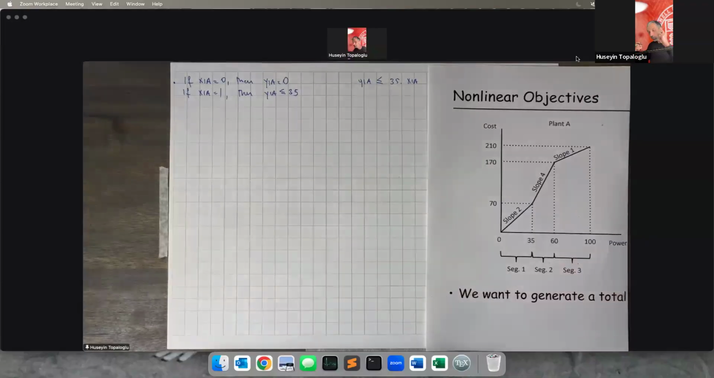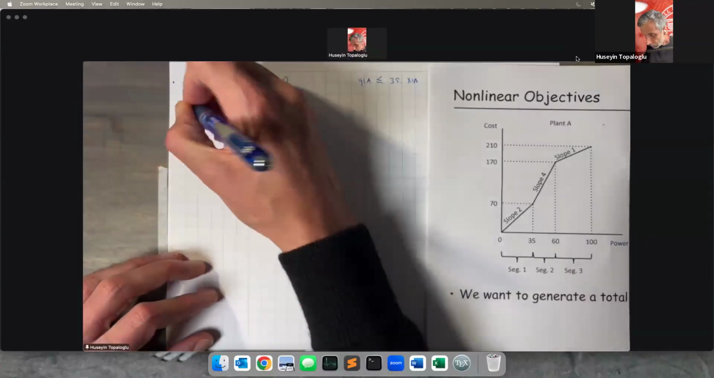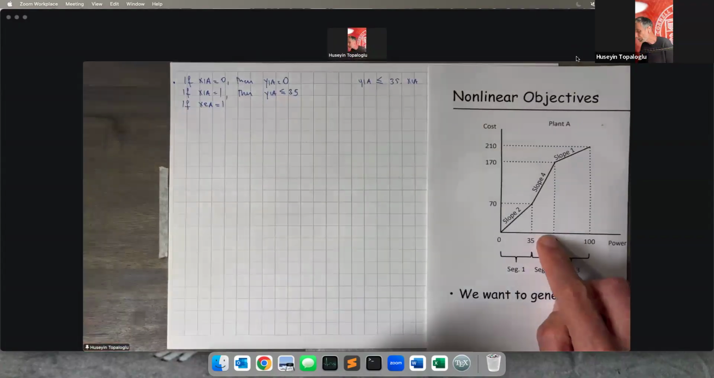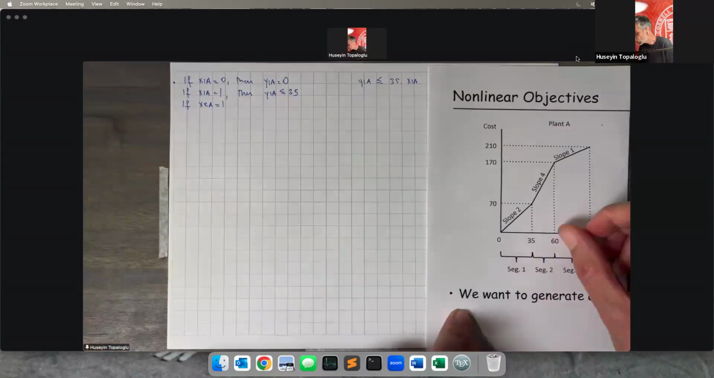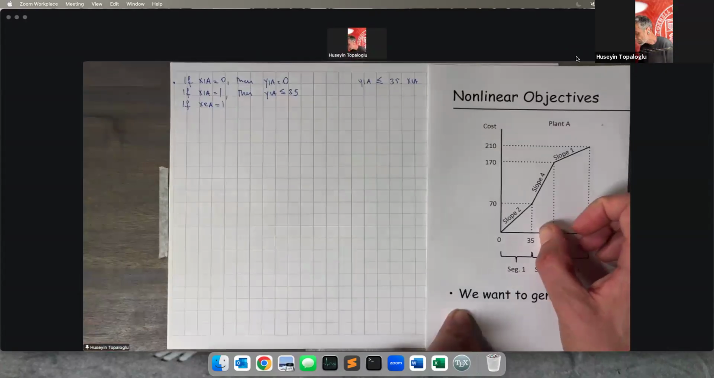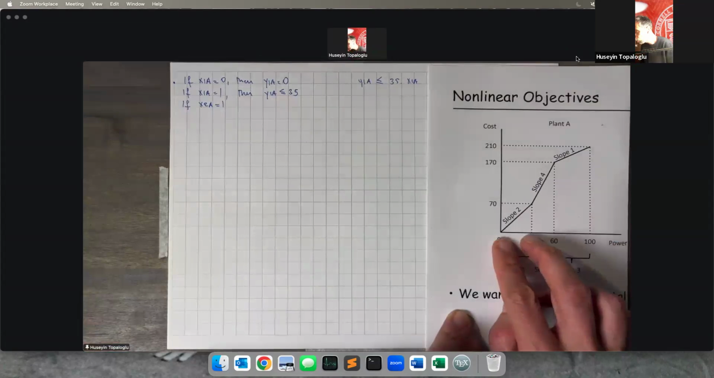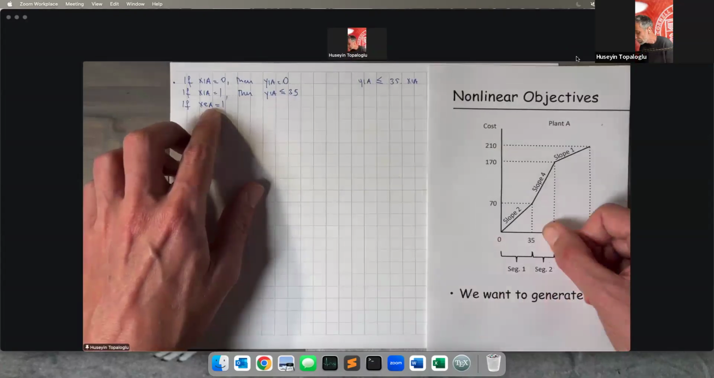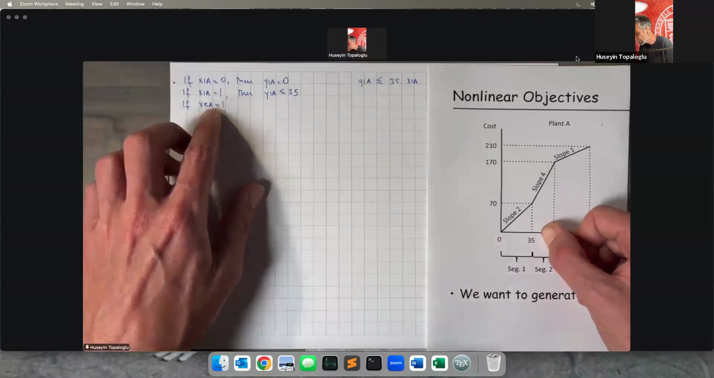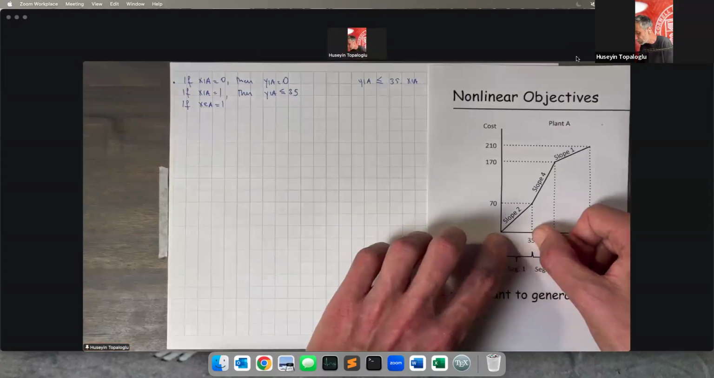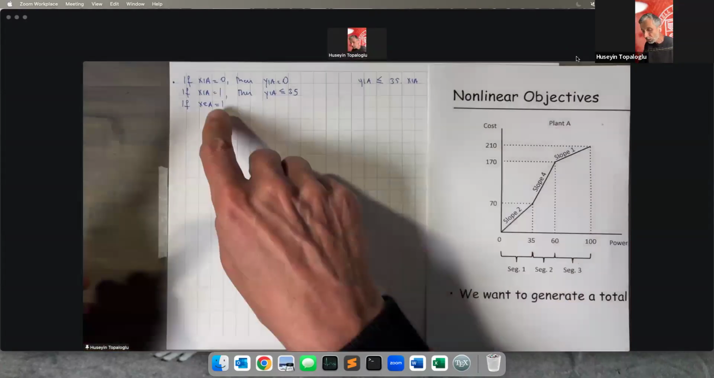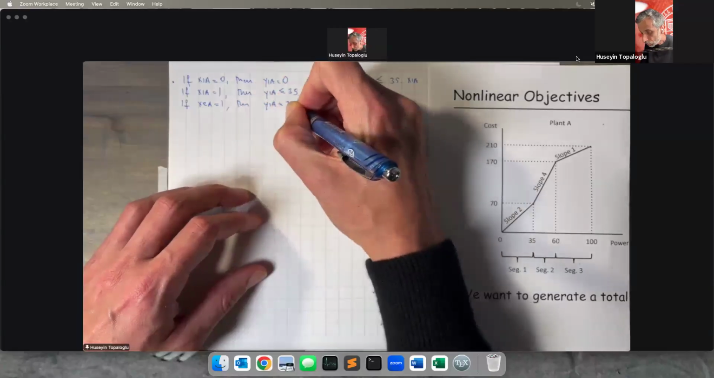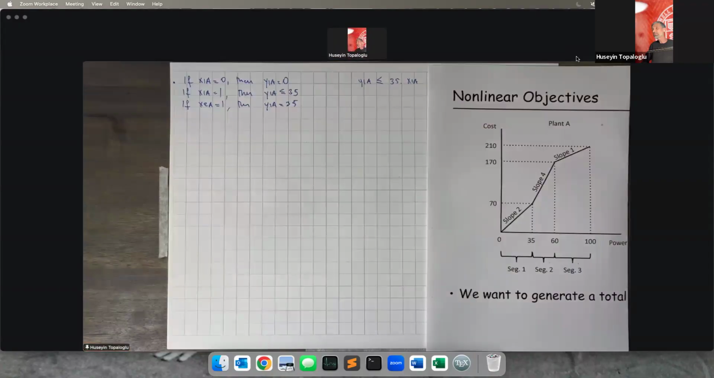But there is one more twist. If x2 is equal to 1, meaning that if my generation plant A is utilizing the second segment, then I must be using segment 1 to its full extent. Let's say it again. If x2 is equal to 1, meaning that if my generation plant A is using the second segment, then the first segment must have been utilized to full extent. So if x2 is equal to 1, then y1 has to be exactly equal to 35. That's another relationship that we have, okay?